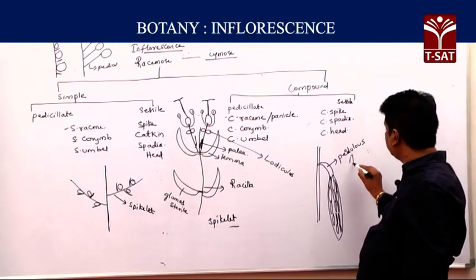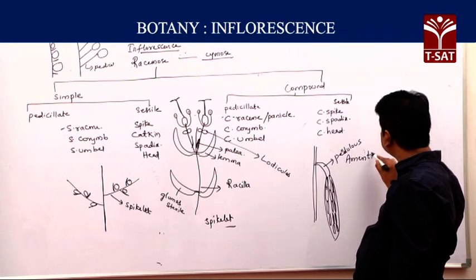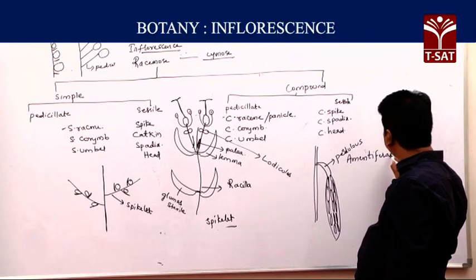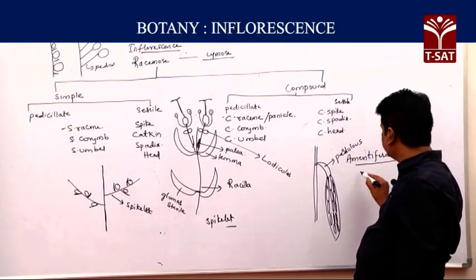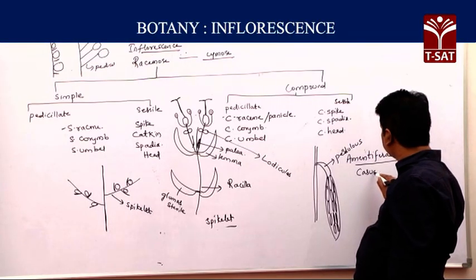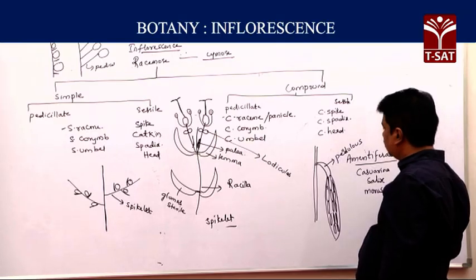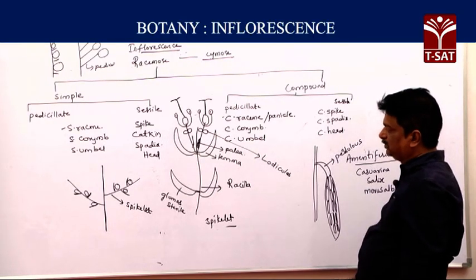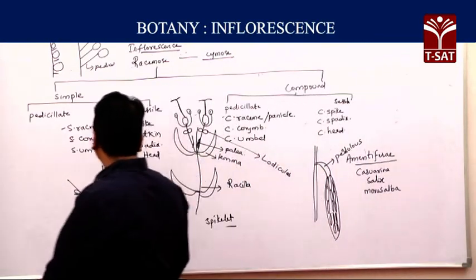Catkin is also called amentum because catkin is a characteristic feature of Amentiferae family. Examples for catkin are Casuarina and Salix and even mulberry. Scientific name is Morus alba. This is catkin. The next one, spadix.